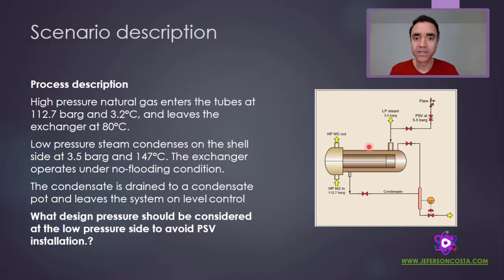And the main point here is what design pressure should be considered at the low pressure side to avoid the PSV. As the rule says, if I guarantee that in the low pressure side I will not exceed the hydrotest pressure, I can avoid having this PSV in the low pressure side. So how to perform calculations related to this problem?